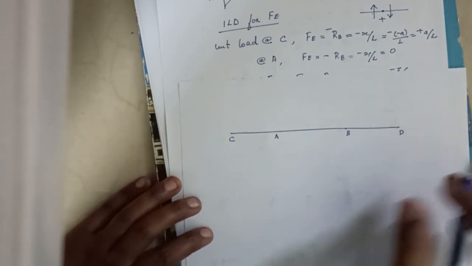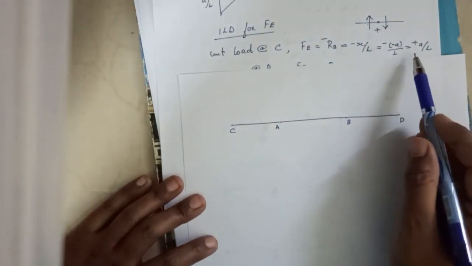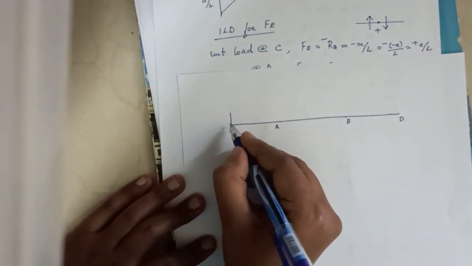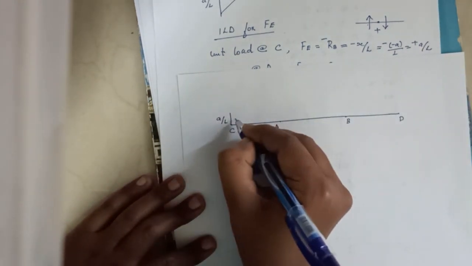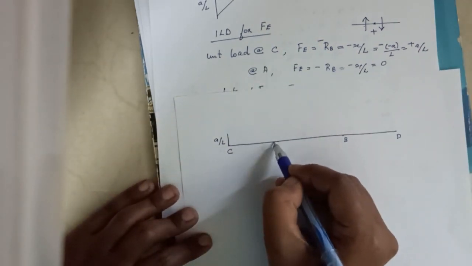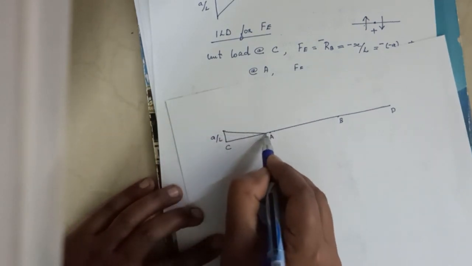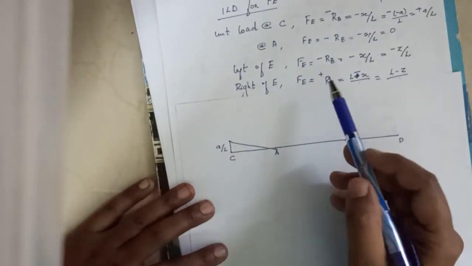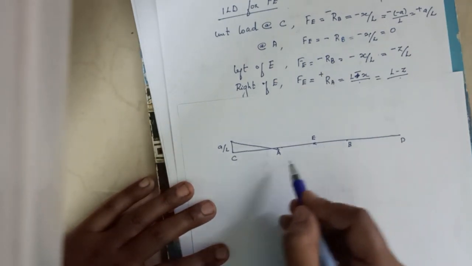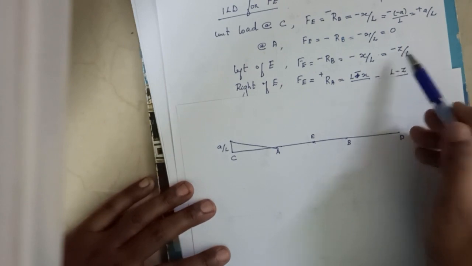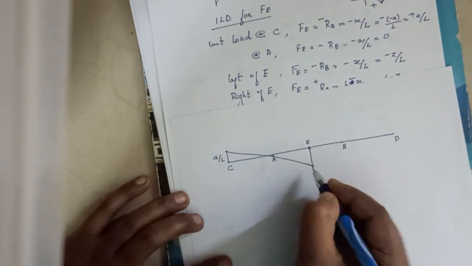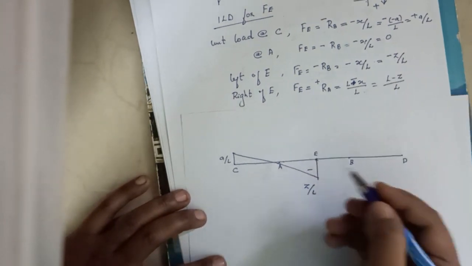Therefore the influence line diagram will be, at C it is plus a by L, plus value, so upward position. At point A it is equal to 0. Then point E, left of E, that will be minus z by L. Minus means it is in downward direction. So minus z by L.